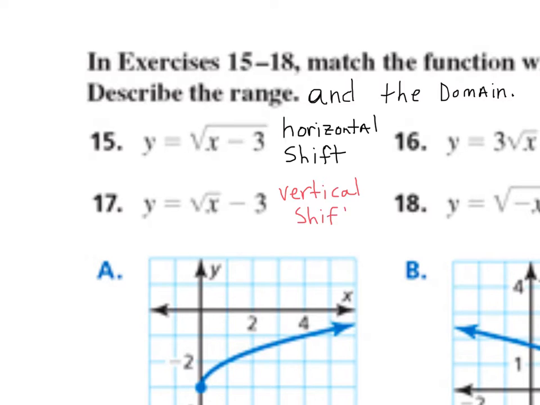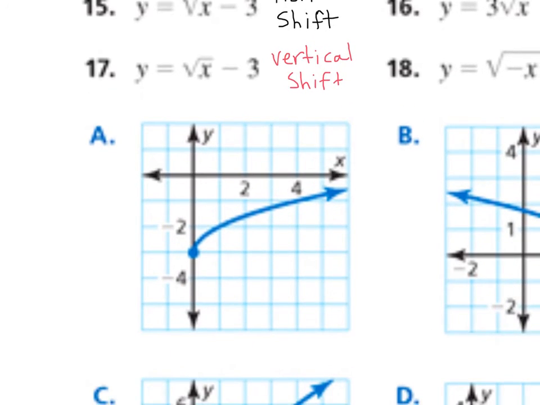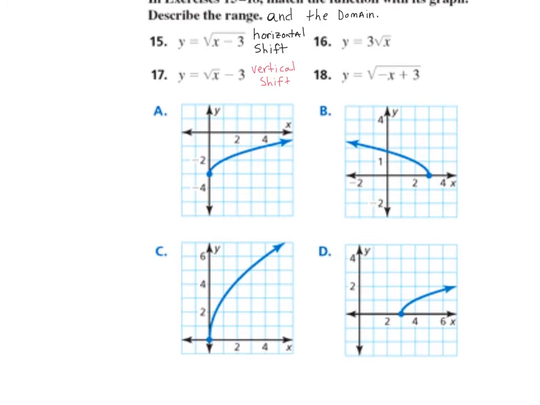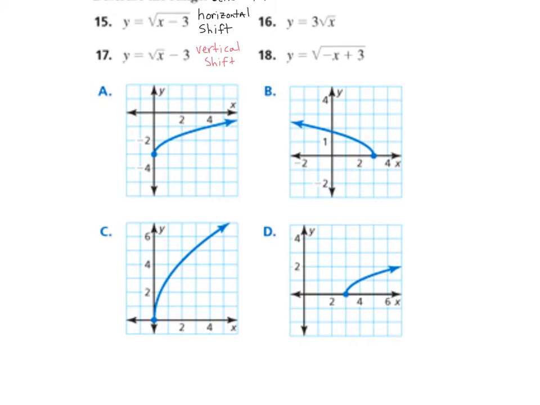Okay, and so we know that this function right here is the parent graph of square root of x, but they moved it down 3 on the y-axis. So instead of the y-intercept being at 0, 0, it's going to be at 0, negative 3. And so let's look at our functions. Let's look at A first. You can see A is basically the parent graph, and the only difference is it has been shifted down 3.